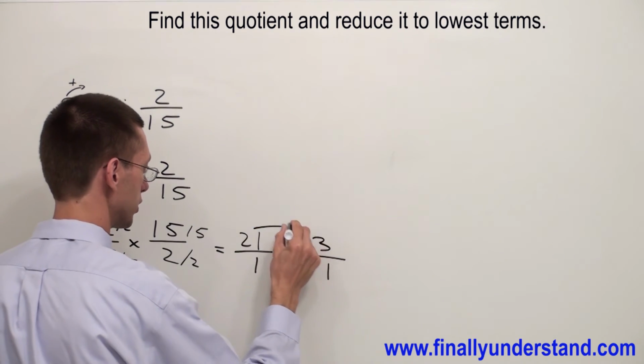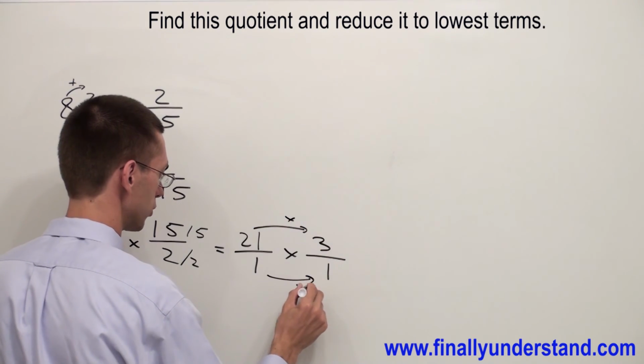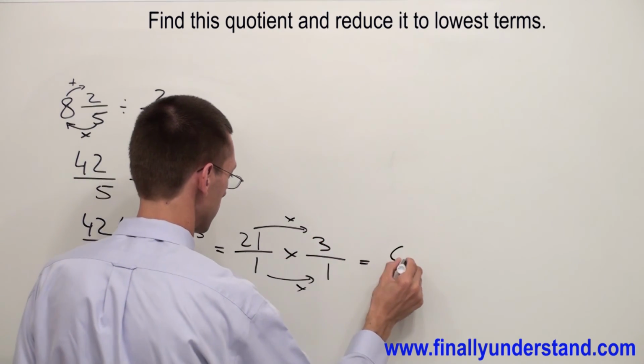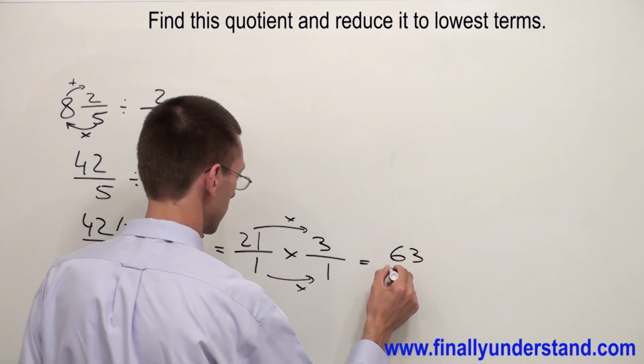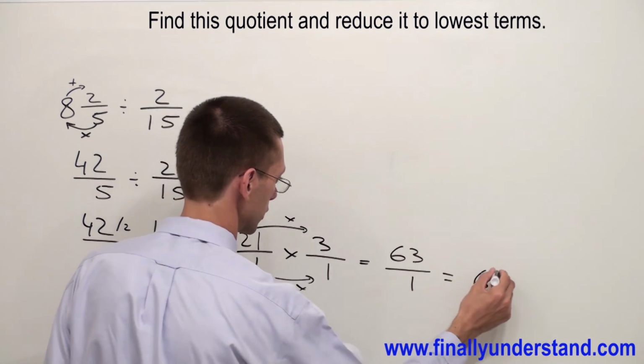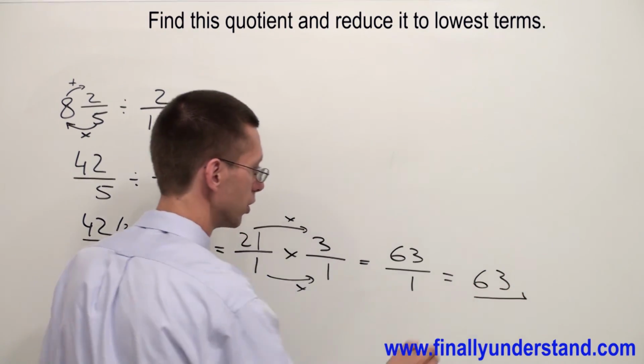I'm going to simply multiply numerator by numerator and denominator by denominator. 21 times 3 is equal 63 over 1. 63 divided by 1 is simply 63. This is the solution to the problem.